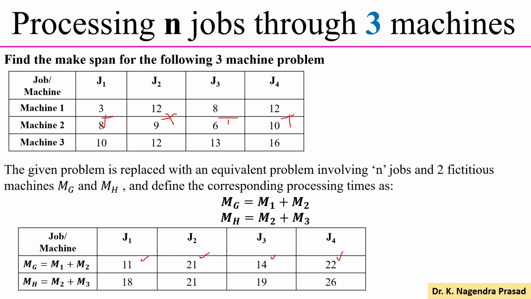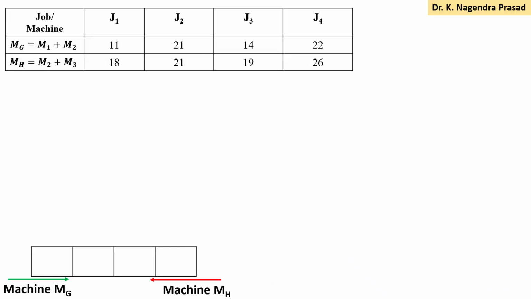Similarly, machine H is defined as M2 plus M3. For job 1, the processing time of machine 2 plus machine 3 is 8 plus 10 which is equal to 18. For job 2, 9 plus 12 which is equal to 21. For job 3, 6 plus 13, 19. And for job 4, 10 plus 16 which is equal to 26. We converted the 3 machine problem into the 2 machine problem, that is, the 2 machines MG and MH.